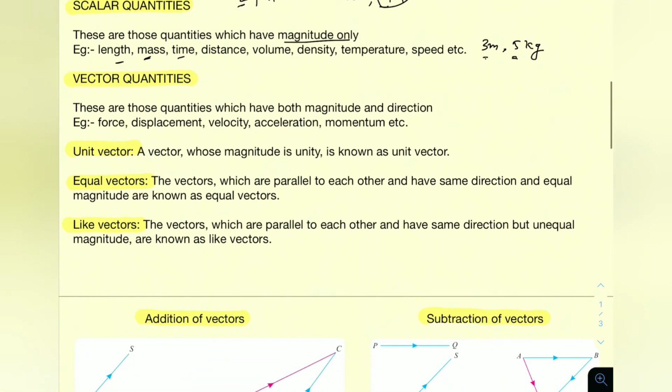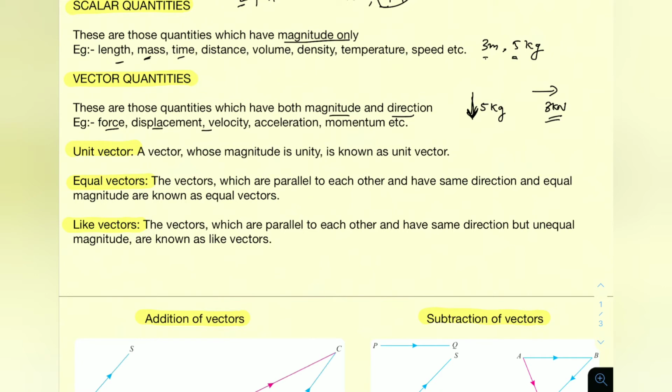Then vector quantities. Vector quantities have both magnitude and direction. Suppose a 5 kilonewton load is acting downward. Then there is a direction for that force. Or 3 kilonewton is acting eastwards. Like that, there is a direction in which the force is acting. So examples of this are force, displacement, velocity, etc.